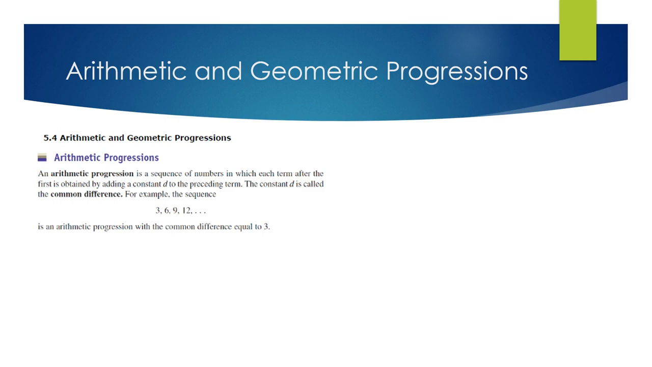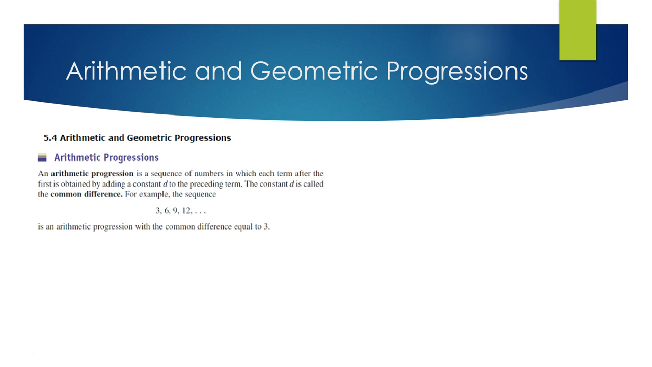So arithmetic progressions, and that's the way they pronounce it. I don't know why. It's spelled the same way as arithmetic, but for some reason, when you talk about progressions, sequences, series, whichever word you want to use to describe it, they say arithmetic. And it doesn't matter. But an arithmetic progression is a sequence of numbers in which each term after the first is obtained by adding a constant d to the preceding term. That constant is called the common difference.